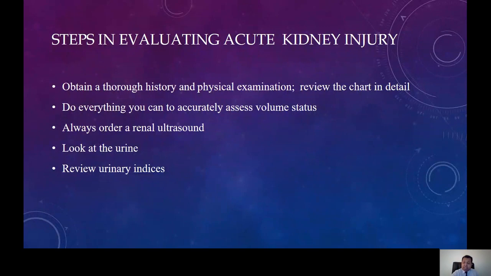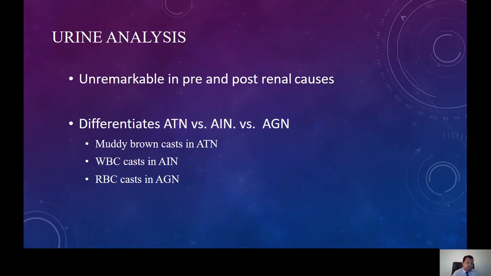And review urinary indices. What are these indices? Sometimes they are very, very useful. If you look at the urine analysis, it is unremarkable in pre and post renal causes, but it is useful in differentiating acute tubular necrosis versus acute interstitial nephritis versus acute glomerulonephritis. As I mentioned here, the muddy brown cast in ATN is characteristic, and the WBC cast is characteristic in AIN, or acute interstitial nephritis, and we all know RBC casts are pathognomonic in glomerular disease. Therefore, looking at urine, just the UFR or urine analysis, is very, very important, and that's why these simple urine investigations will give us very good clues where the pathology is.